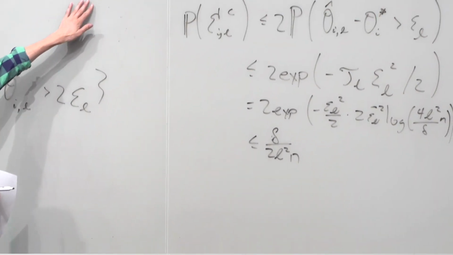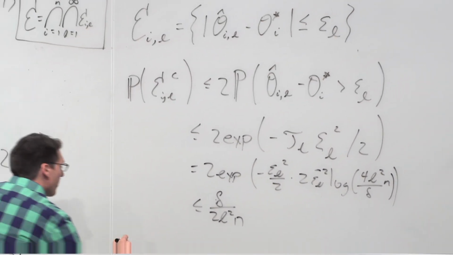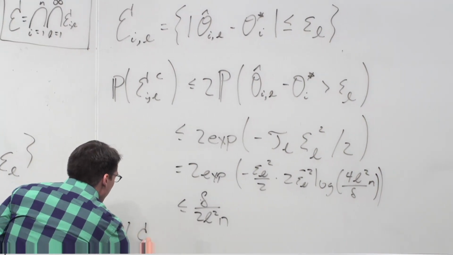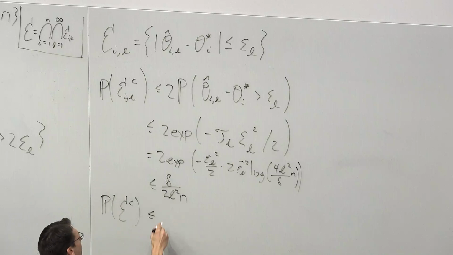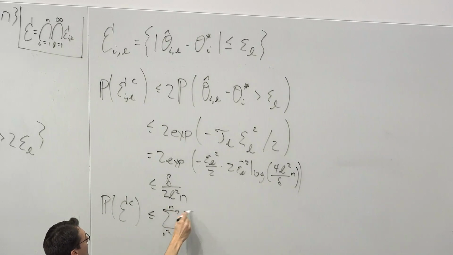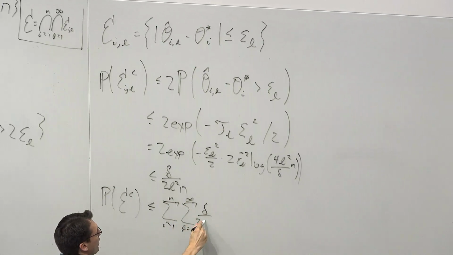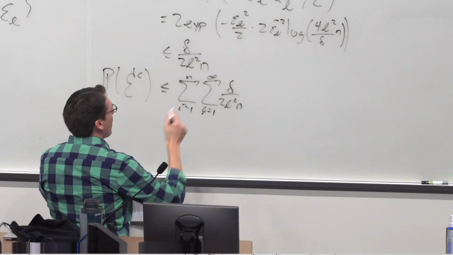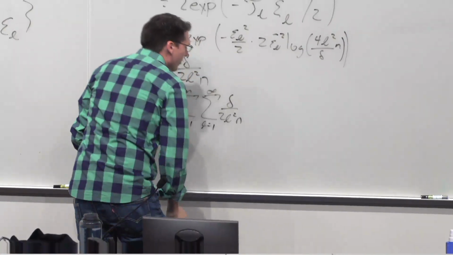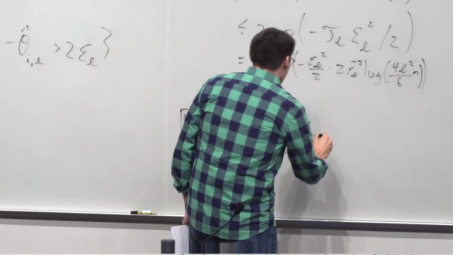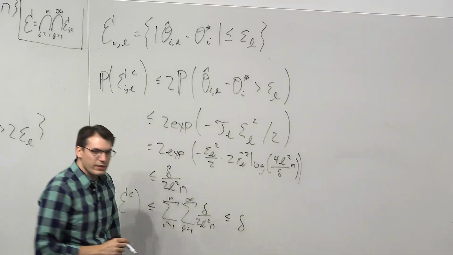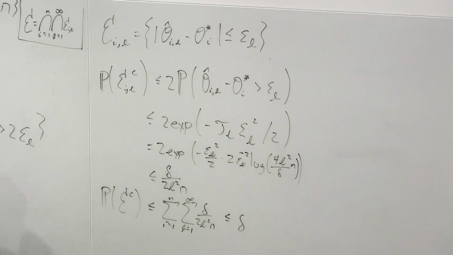And now what I can do is say that the probability of E complement, by a union bound, is less than or equal to the sum over I equals 1 to n, sum over L equals 1 to infinity of delta over 2L squared n. 1 over L squared sums to pi squared over 6, which is less than 2. And so this whole thing is less than delta. Okay?